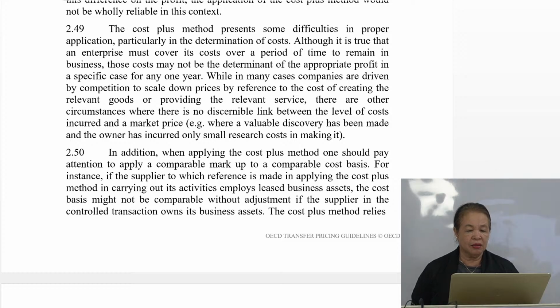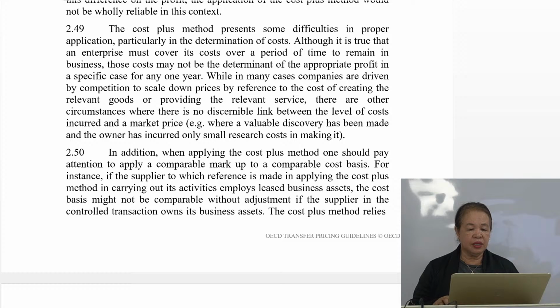making it. No? So yun yung difficulties ng cost plus method. No? Okay, sa determination ng cost. Kasi gross profit pa rin, no? May mga factors dyan affecting the cost over a period of time to remain in business, no? Okay, so they are the determinant of the appropriate profit in a certain situation or transaction.